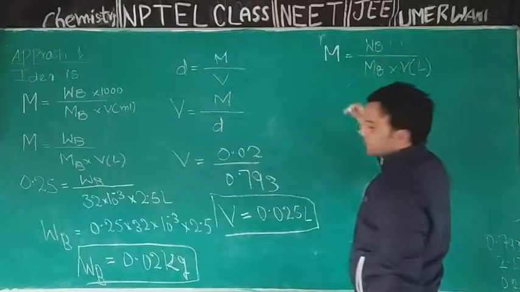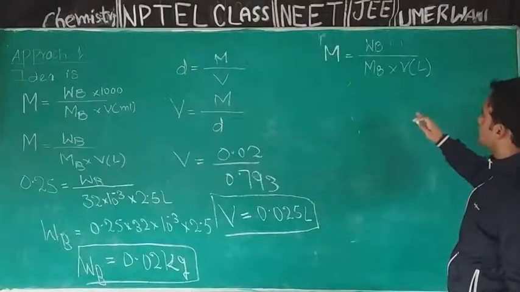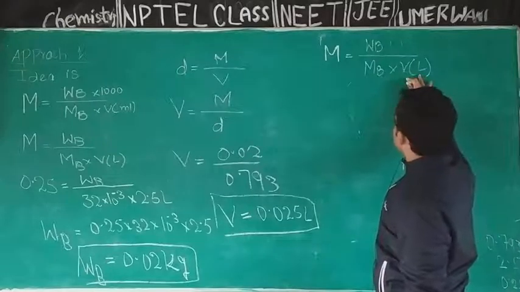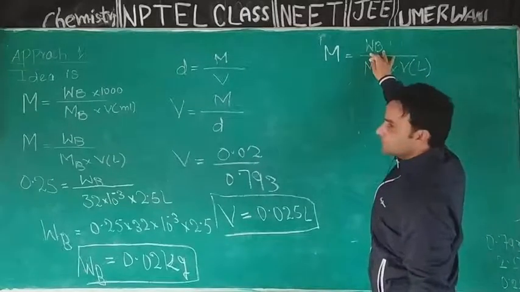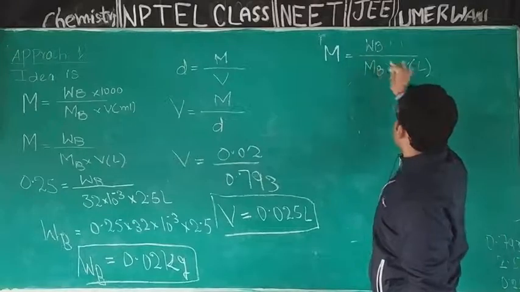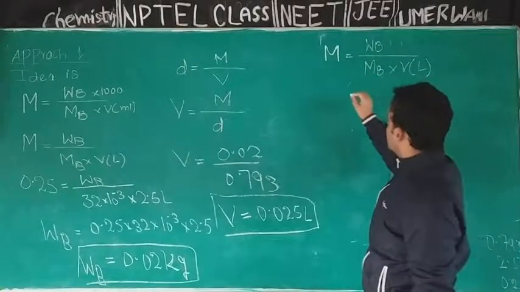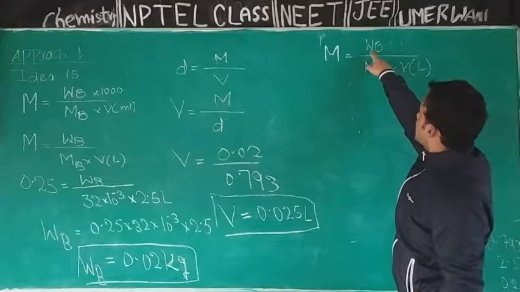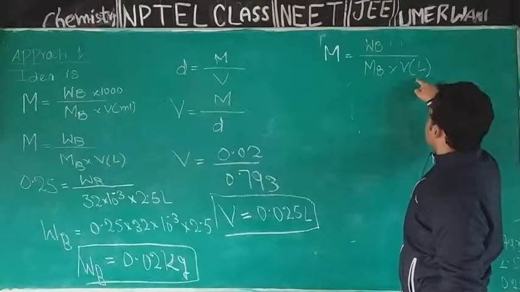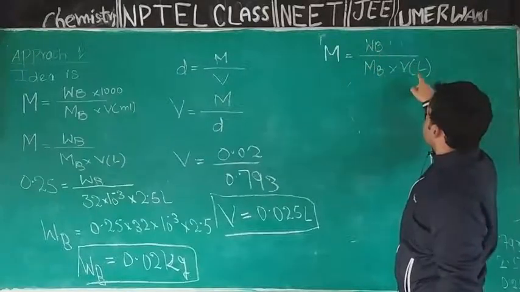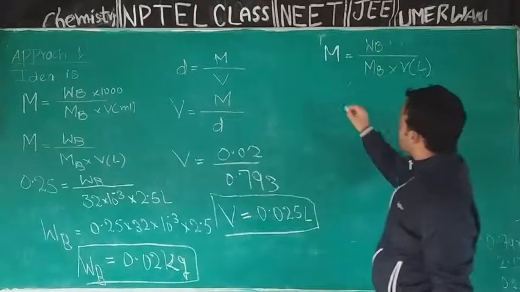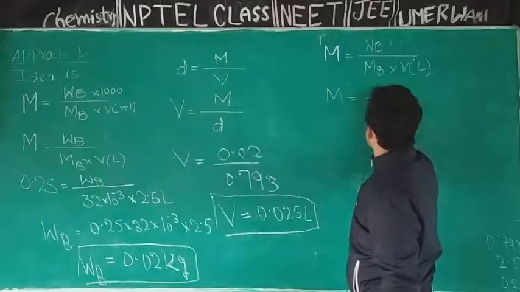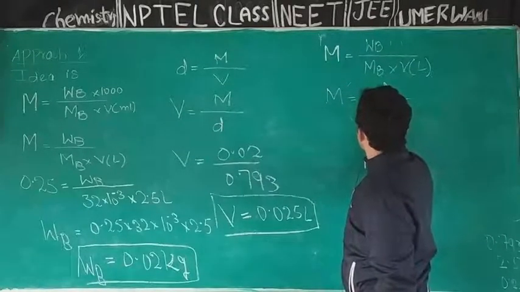Now here our solution is methanol in itself, methanol as such. This volume is of methanol, this mass WB is the weight of methanol. WB divided by volume will become the ratio of mass and volume of methanol, that is density of methanol. Therefore I can write molarity of methanol will be equal to density of methanol divided by its molar mass.